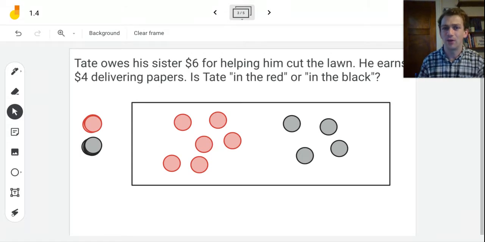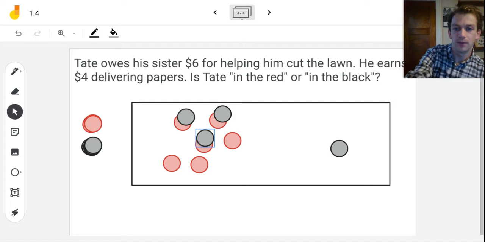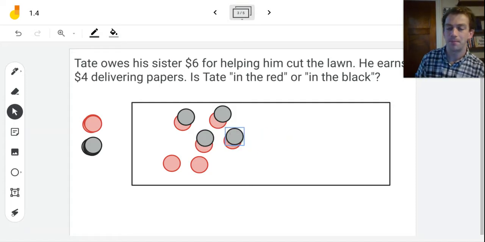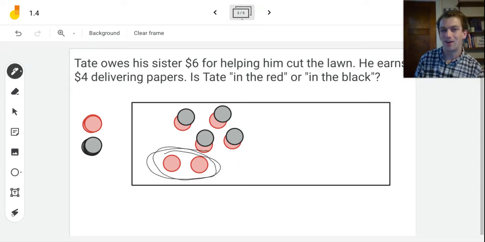If I want to figure out what his combined value is at the end of the day, how much money does he have or owe, then I can look at those pairs of opposites like we just said, because one black chip and one red chip cancel each other out to make 0. So if I stack up my pairs of 0 just like that, what's left over that doesn't cancel out? I have these 2 red chips, meaning right now he owes -$2.